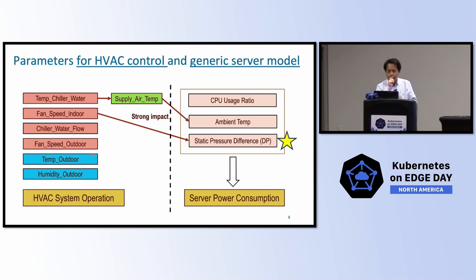In this slide, on your left-hand side, there are several parameters which impact the air conditioning, and on the right-hand side is the server power consumption. We now know the CPU usage is the main parameter which dominates the server power consumption. But the data center environment also has some impact on the server power consumption. For example, the ambient temperature around the server and also the airflow around the server also impact the behavior of the server power consumption. So the idea is if we know what is happening around the server, then we can build a generic model. That generic model can be applied in any data center, as long as we can collect the environmental information from outside of the server.